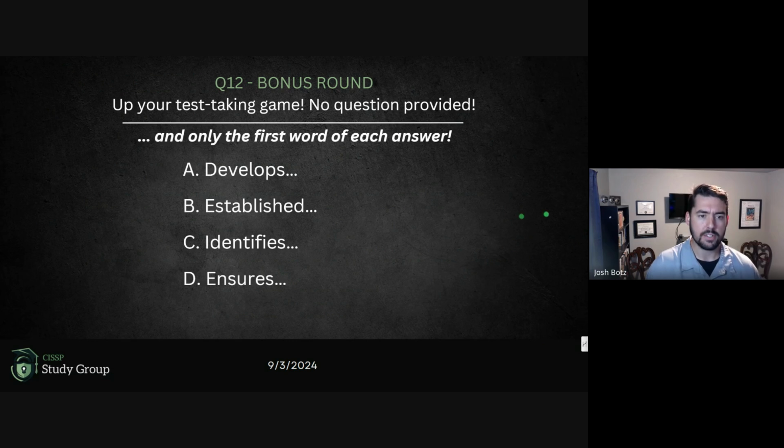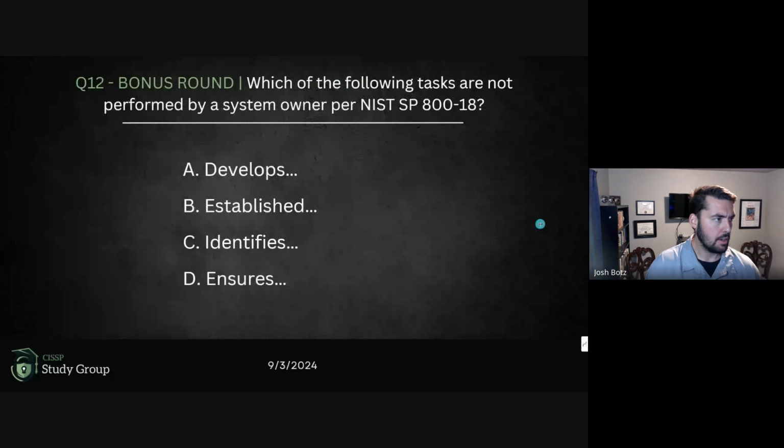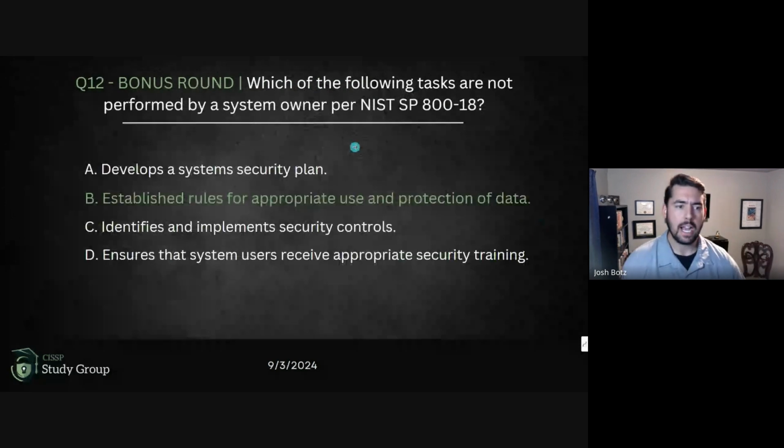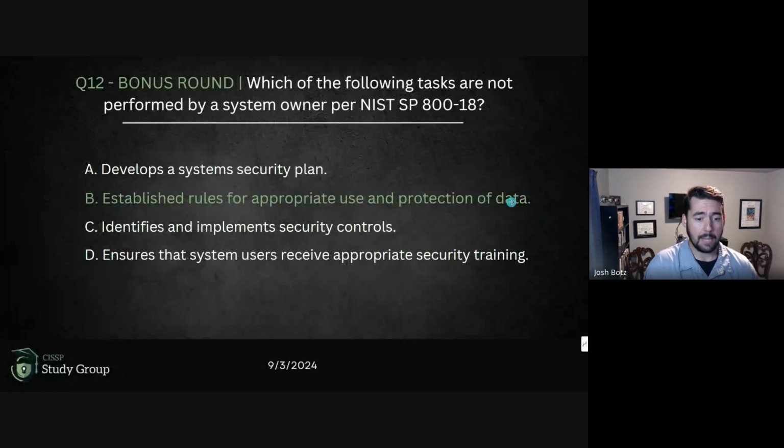So what happened is, the test writer wrote the question, and they have this answer. They might have even copied and pasted this from somewhere. What does the data owner do? They established rules for use and protection of data, and then they had 3 answers that were related to the system's owner. So if you take a step back and boil down all of these principles and concepts, it's one of these things is not like the other. That's the main thing I want you to take away.